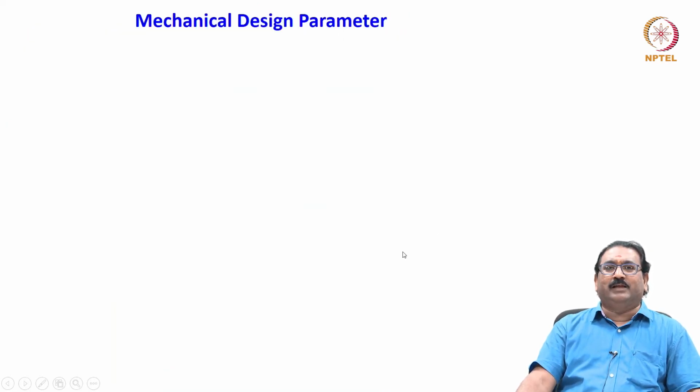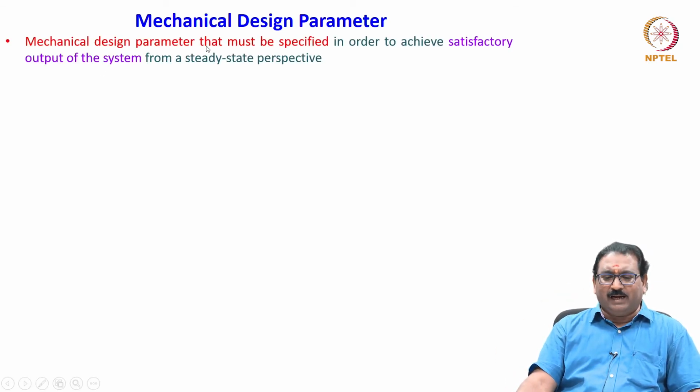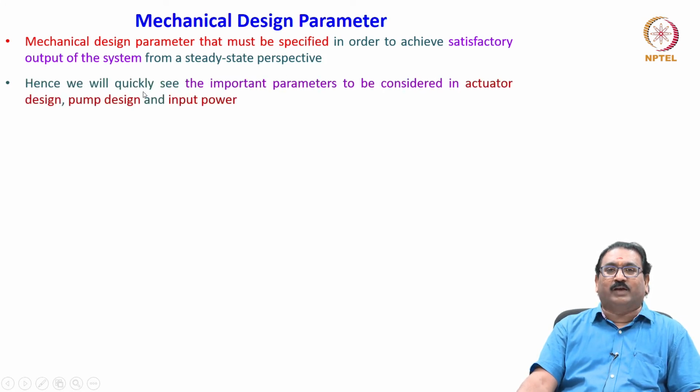Now, let us see some of the important parameters, like the mechanical design parameters. As I have told you, we will see some of the important parameters particularly related to the actuator, pump and input power. The mechanical design parameters must be specified in order to achieve a satisfactory output of the system from a steady state perspective. Hence, we will quickly see the important parameters to be considered in actuator design, pump design and input power.